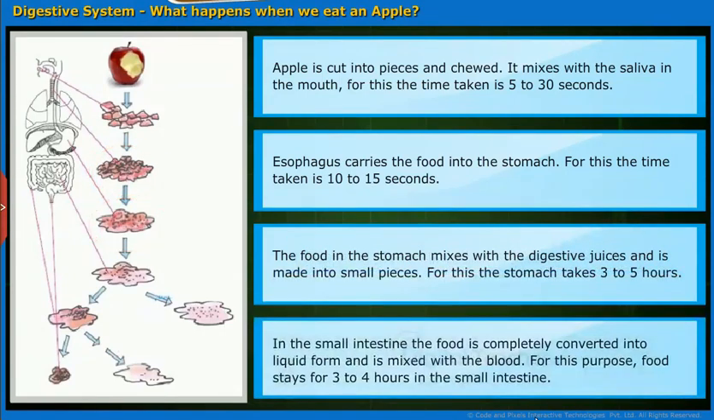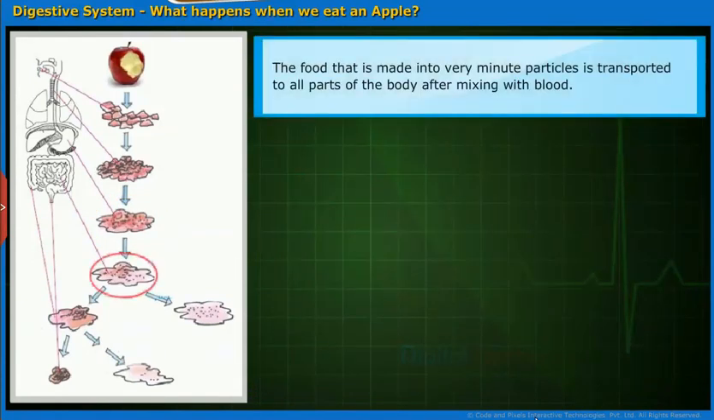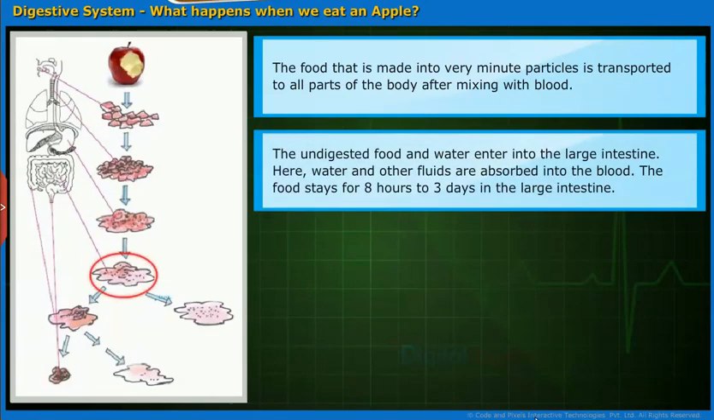In the small intestine, the food is completely converted into liquid form and is mixed with the blood. For this purpose, food stays for 3 to 4 hours in the small intestine. The food that is made into very minute particles is transported to all parts of the body after mixing with blood. The undigested food and water enter into the large intestine. Here, water and other fluids are absorbed into the blood. The food stays for 8 hours to 3 days in the large intestine.